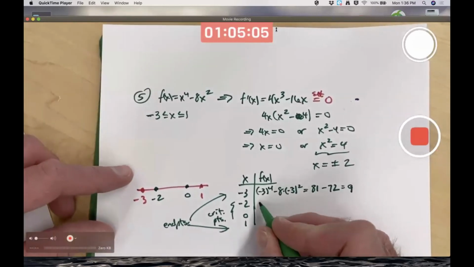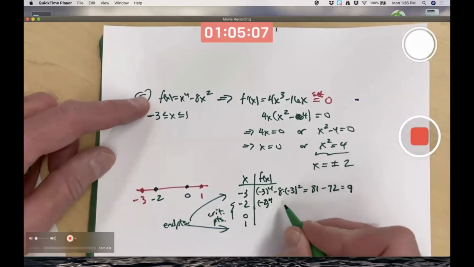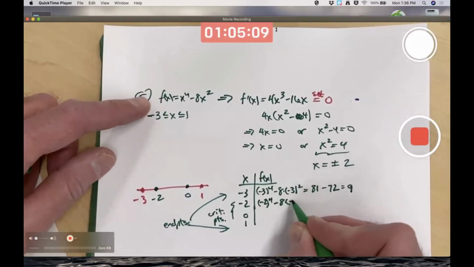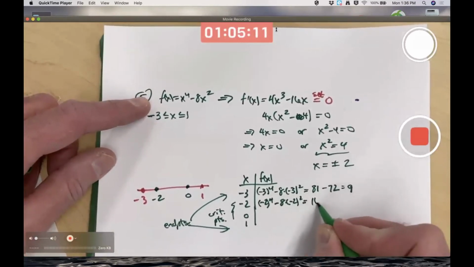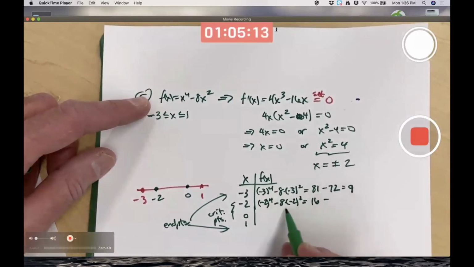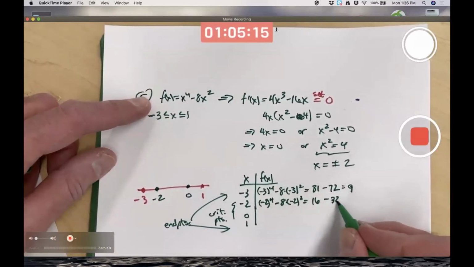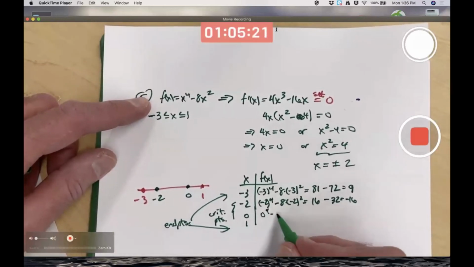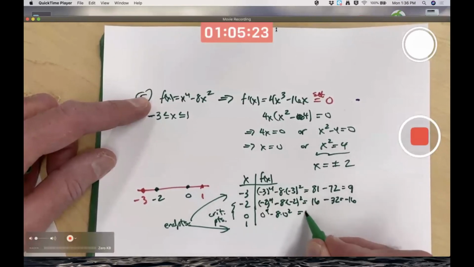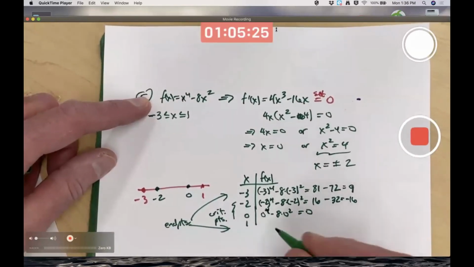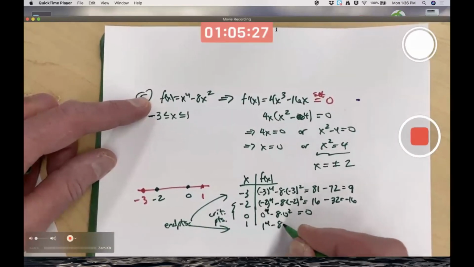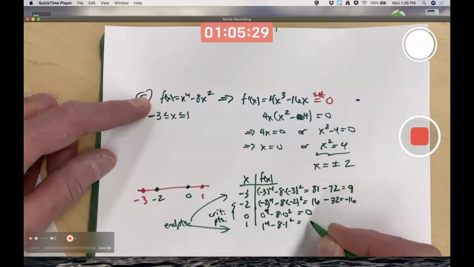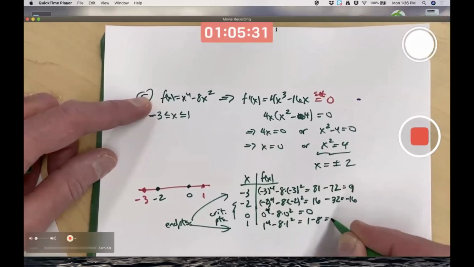Plug in -2, you get -2 to the 4th. Plug it into the original function: minus 8 times -2 squared. That's positive 16 minus 4 times 8. Minus 32 is -16. Plug in 0, get 0. Plug in 1, get -7.